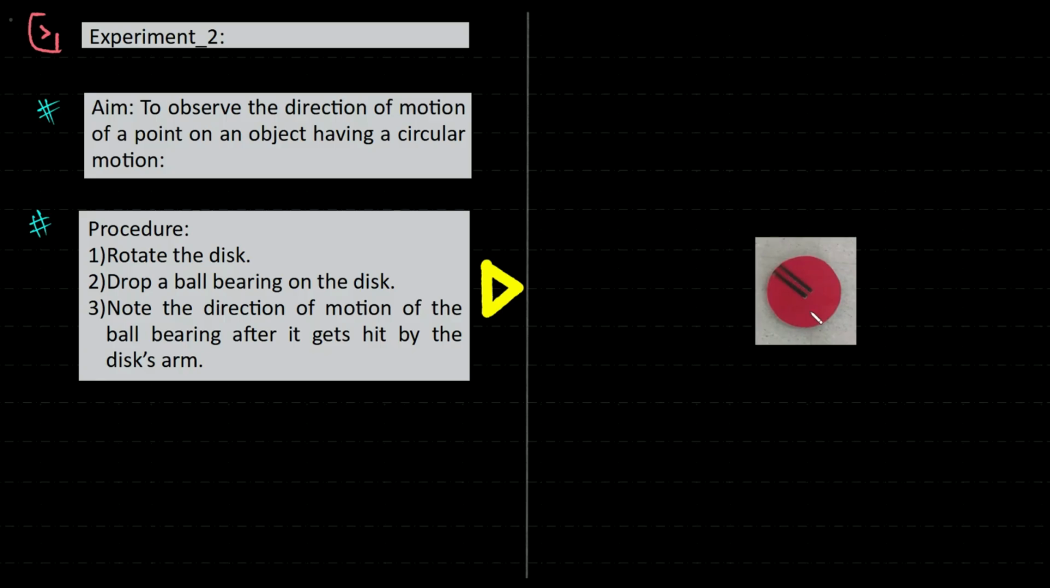So this rotating disk will just drop a ball bearing, and we will note the direction of motion of the ball bearing after it gets hit by the disk's arm. So this will make us understand about this, and this in turn will make us understand about the centripetal force. Okay, so let's have the video and then we'll discuss. Then it will make sense. Please have a look at this video.